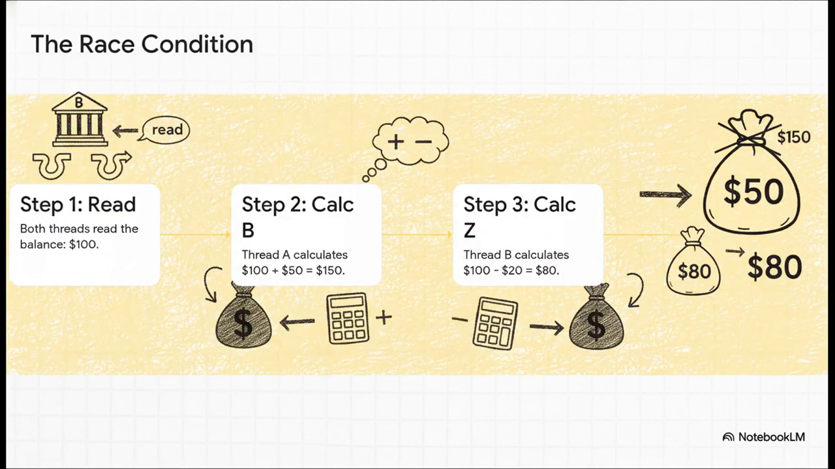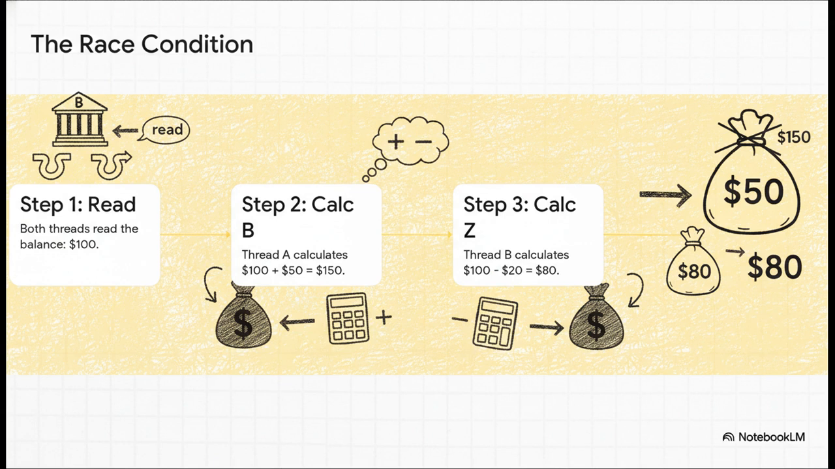Let's watch this chaotic situation, which is called a race condition, play out. We've got a bank account with $100. At the exact same microsecond, thread A tries to deposit $50 and thread B tries to withdraw $20. Okay, first step, both threads read the balance.